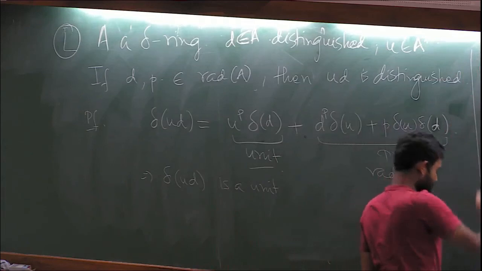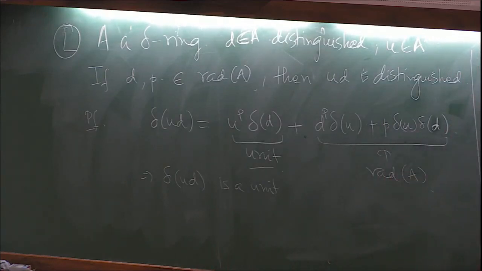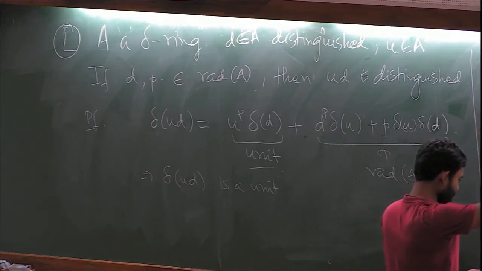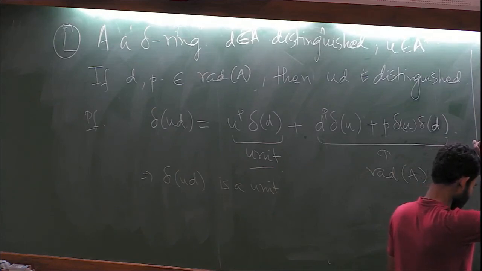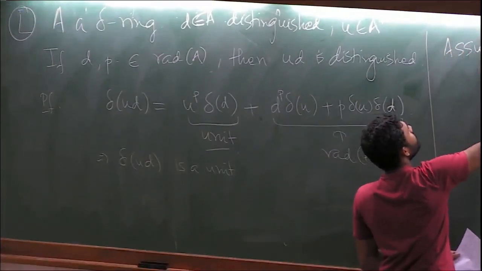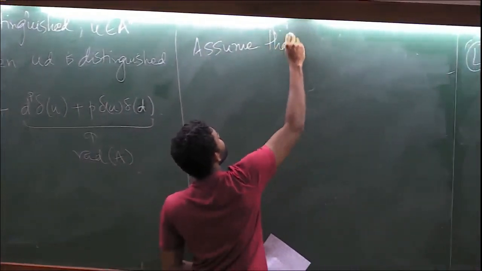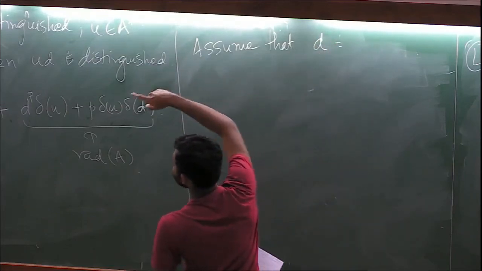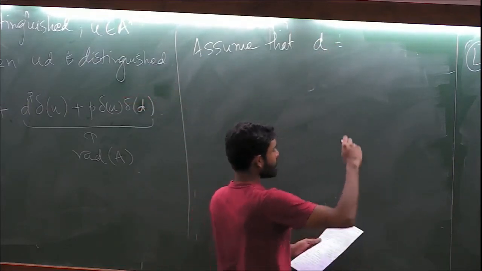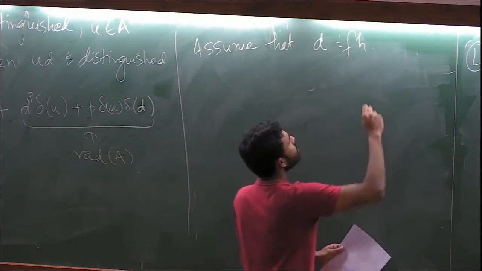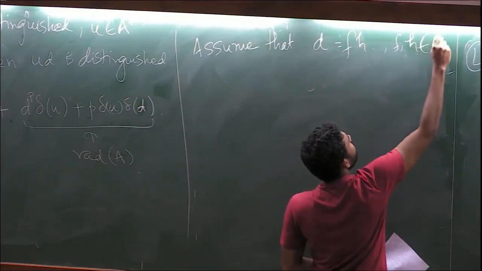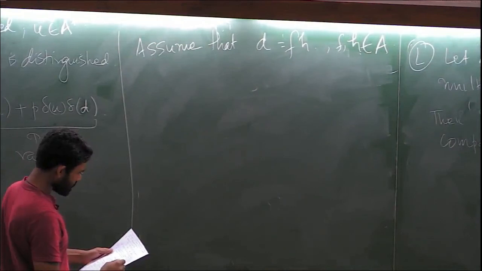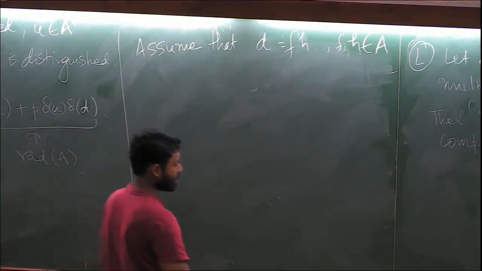All right, the next one. Again, A is a delta ring, and d is a distinguished element. Assume that you can write your distinguished element d as follows: d equals f times h, where f and h are in A, so that both of them are in the radical. Maybe I should have written that in the first place.